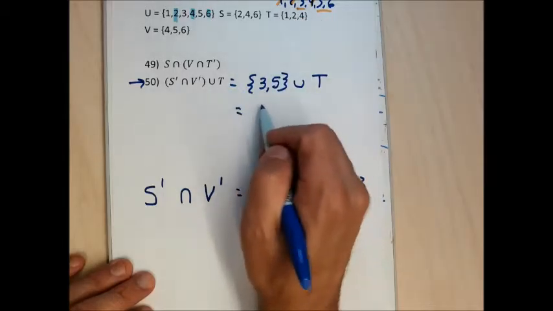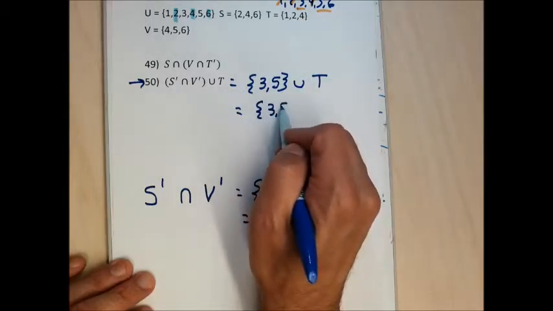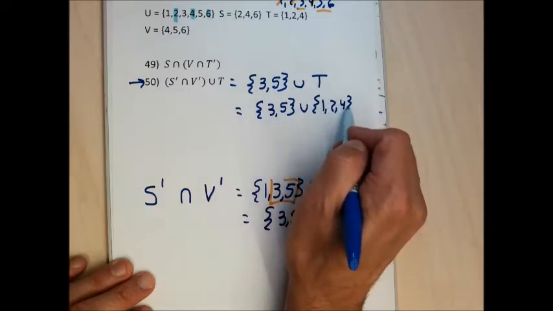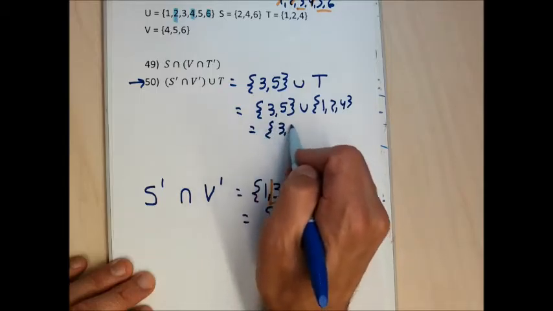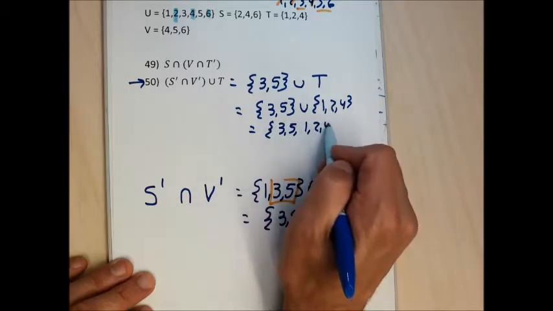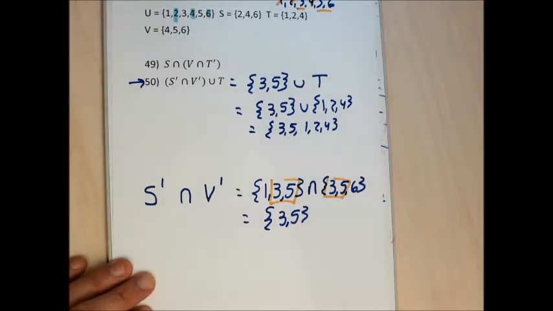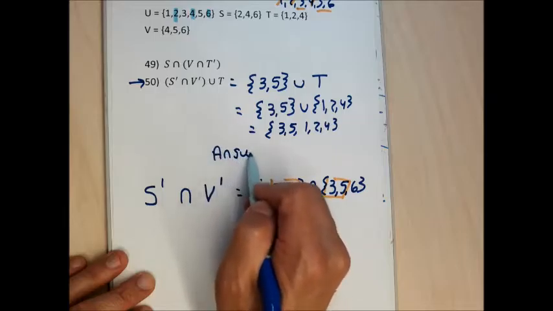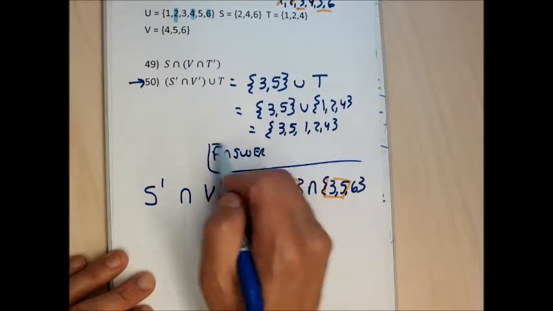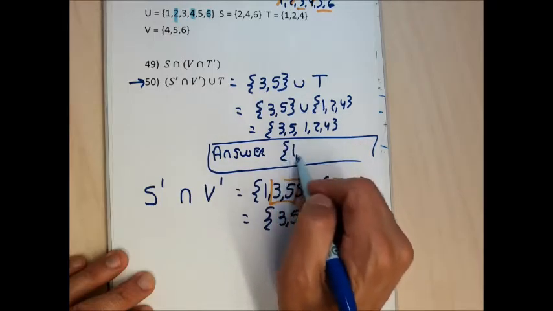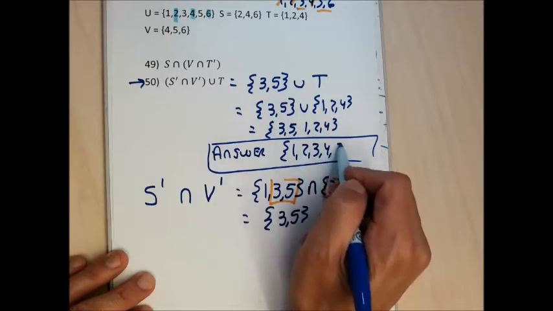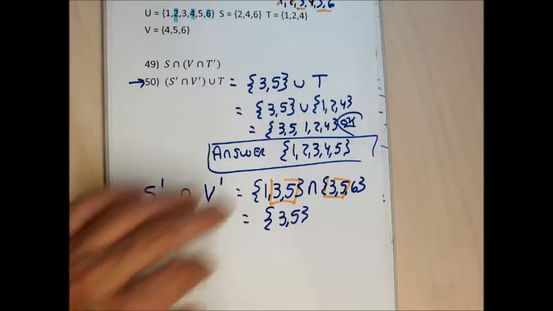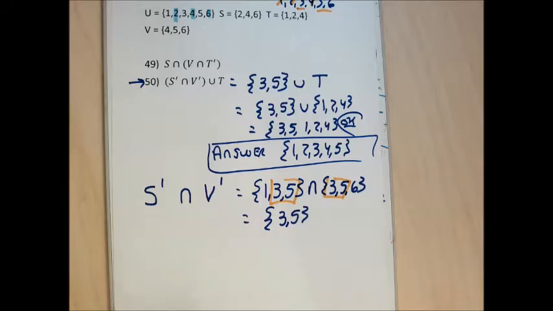T is the set containing 1, 2, and 4. So to get my answer, I need to take that set, union it with T, and of course when I union two sets, I take the elements in the first set, followed by the elements in the second set, make them into a big set, cross out any duplication, but there's no duplication there. I like writing my answer in a nice order, so I'm going to take those numbers and write them in a nice order, and I think that's just going to be 1, 2, 3, 4, and 5. Although this would be an okay answer as well, because it's a union that's written in an odd order, but it's fine.